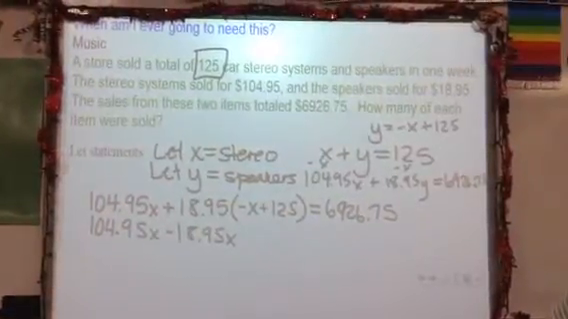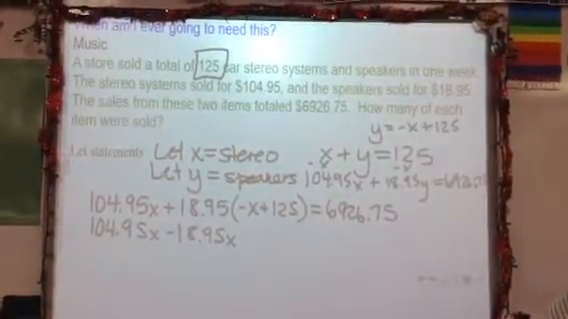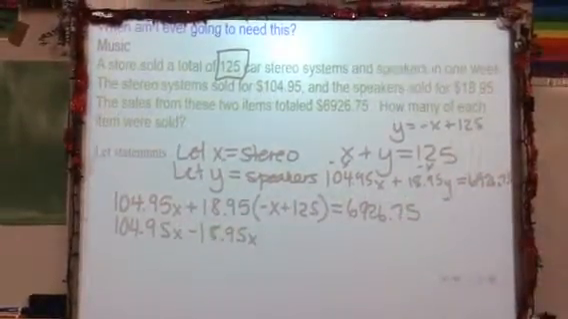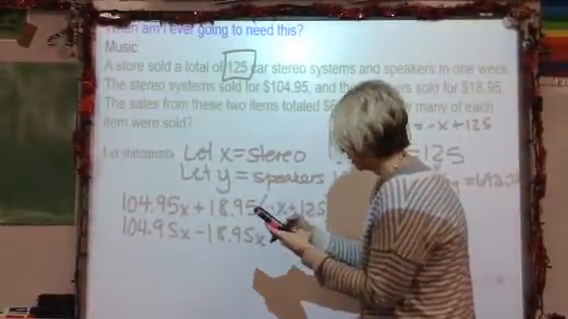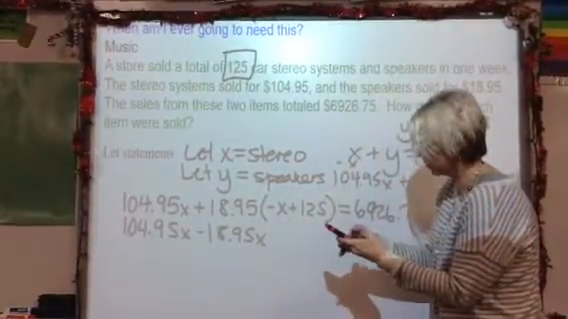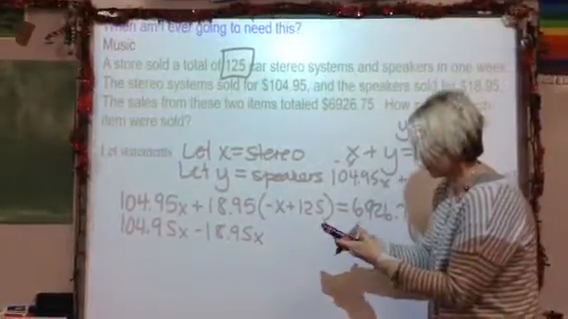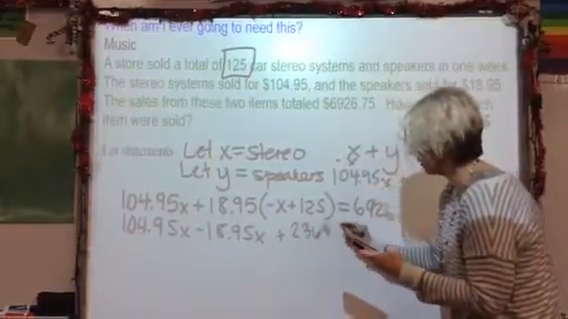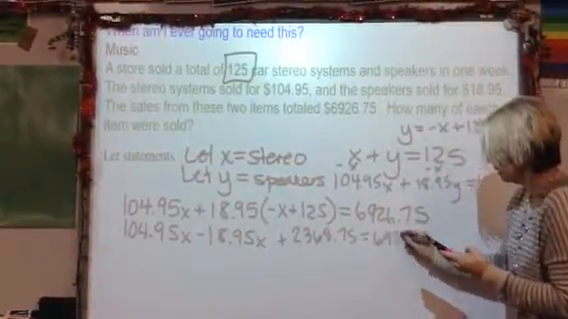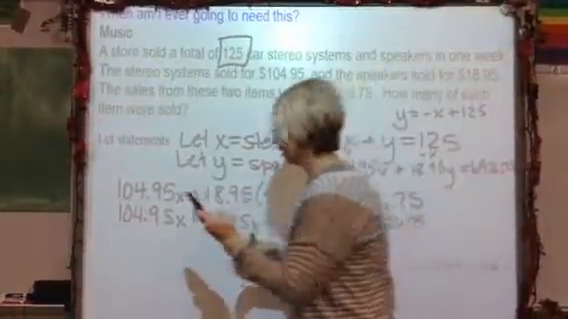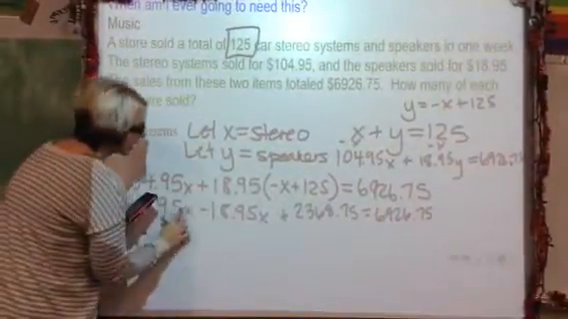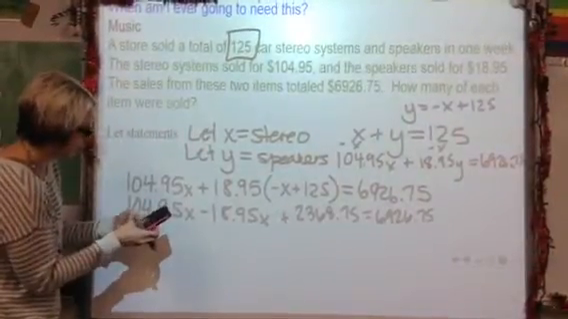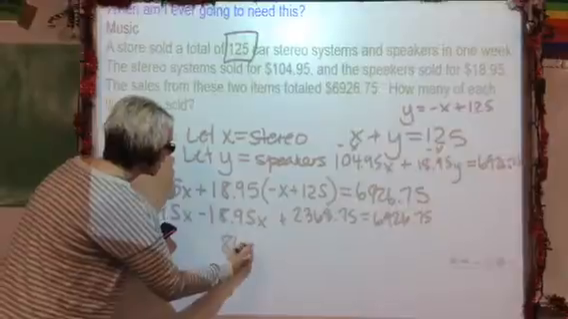sorry that I'm taking so long here, 18.95 times 125. So that's going to be a plus 2368.75. And you can double check that math there. When I subtract these two x's, I have 104.95 minus 18.95. So that's 86x.